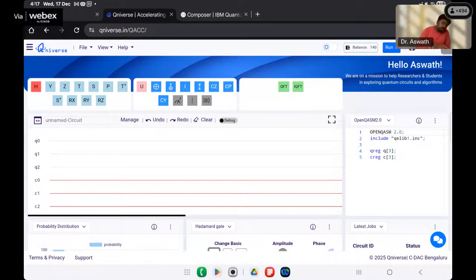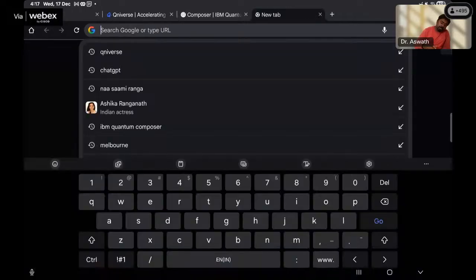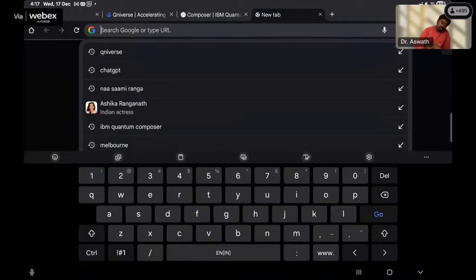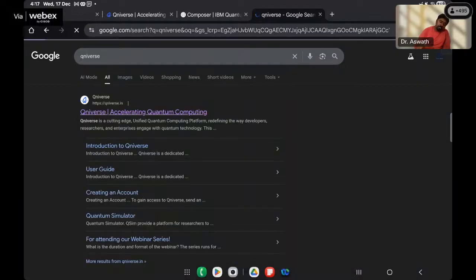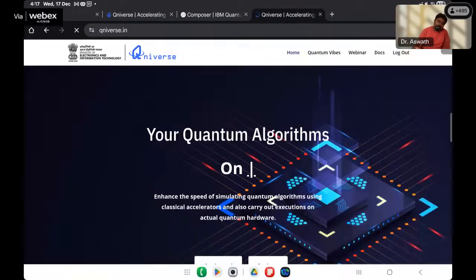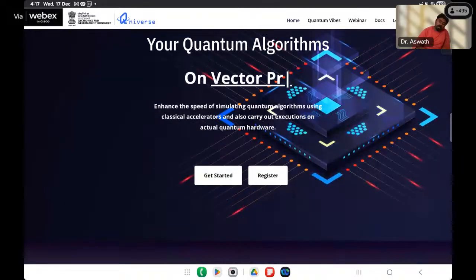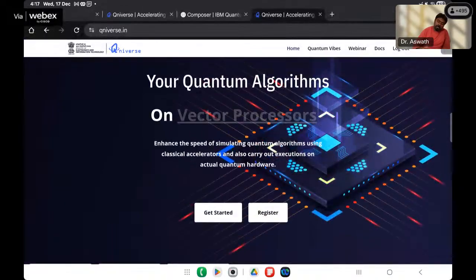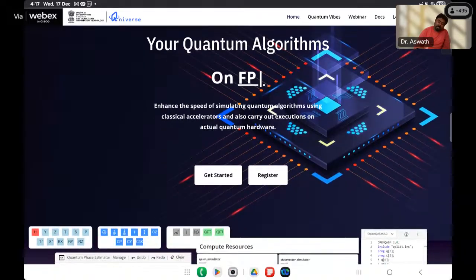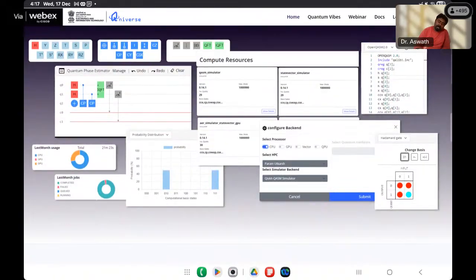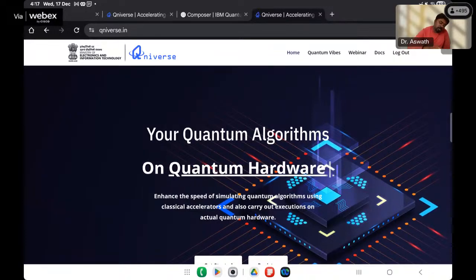Let me show you how to do it. You need to create an account. When you search qninverse, this is the account page you will see, and you have to register. Once you register with your institute email ID, I think they will activate it in a day. From the second day onwards you can start using it.